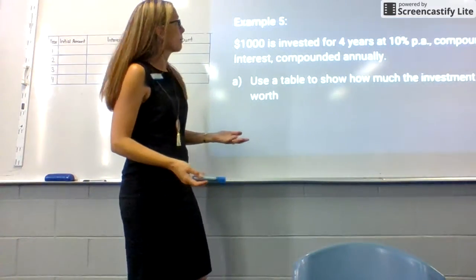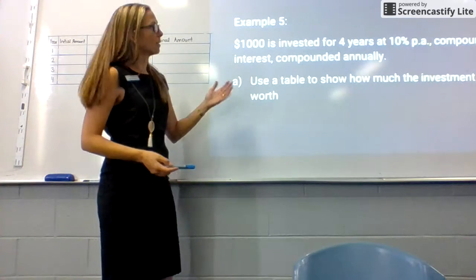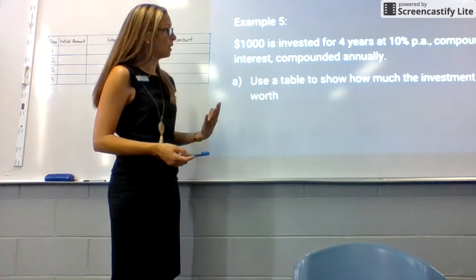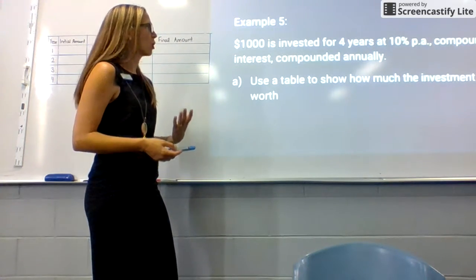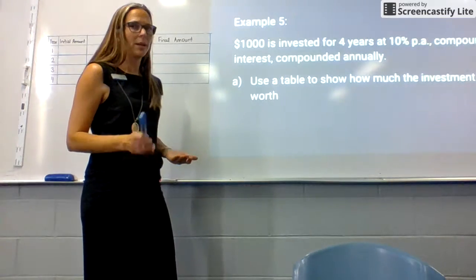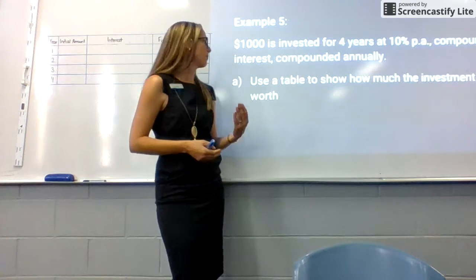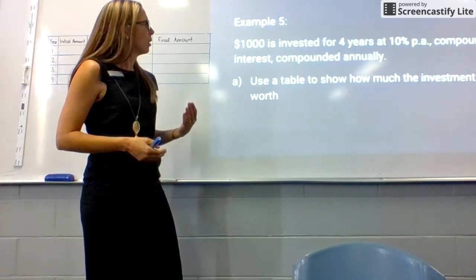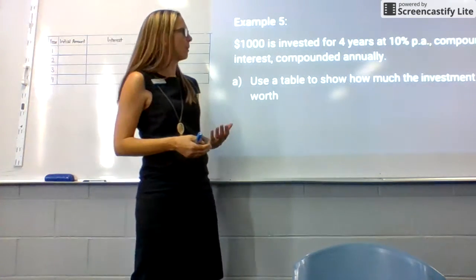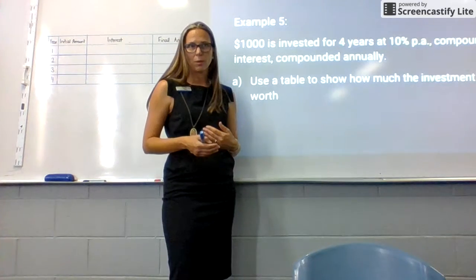So now we're going to look at example 5. $1,000 is invested for 4 years at 10% per annum, compound interest, compounded annually. Now that sounds a little bit different. We've been working with simple interest. Use a table to show how much the investment is now worth.